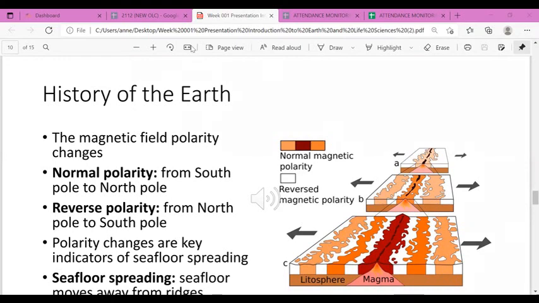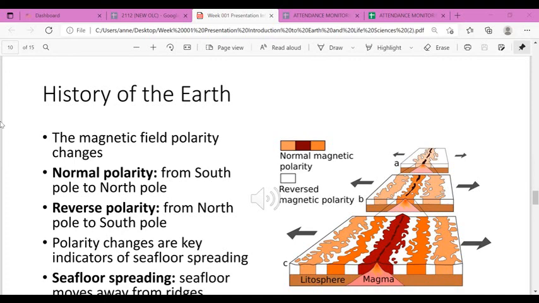Okay, so the magnetic field is in the Earth's core. So nandoon po yan sa core ng ating mundo. Nandoon yung ating magnetic field, and we have that polarity. Okay, nire-recall sa inyo ni ma'am kasi magkaka-connect tayo, boys and girls. Yung topic natin, may connection sa bawat isa yan. Okay?